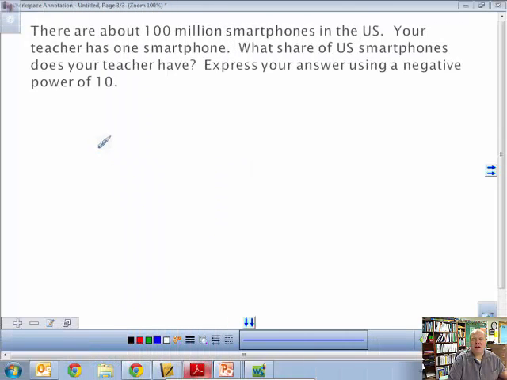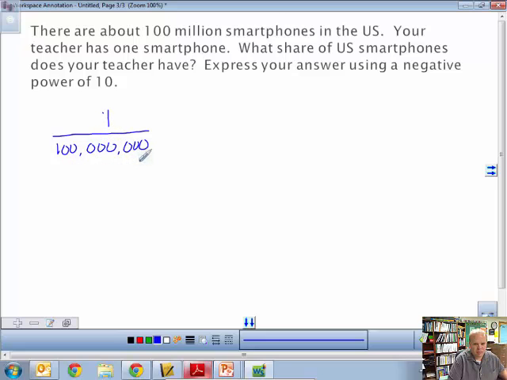There are about 100 million cell phones in the United States. Your teacher has one smartphone. What share of smartphones does your teacher have? Express your answer using a negative power of 10. Well, I know it says that your teacher, myself, I have one smartphone. However, there are a total of 100 million cell phones in the United States. Okay. Well, first of all, I need to find out what power of 10 100 million is.